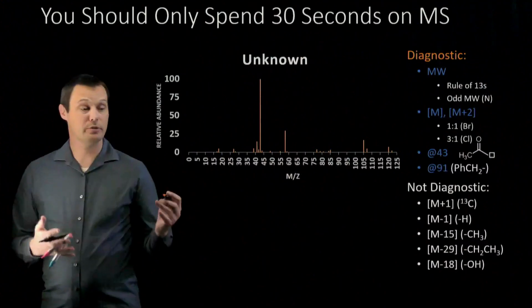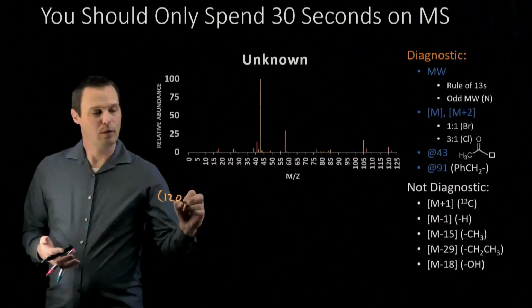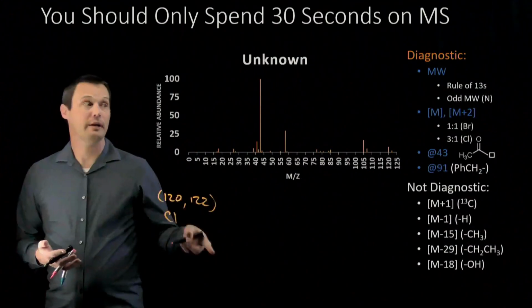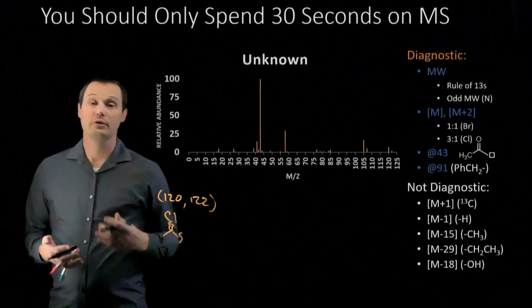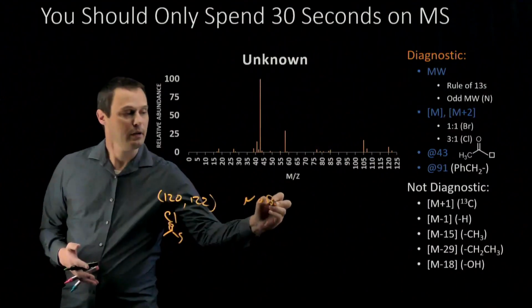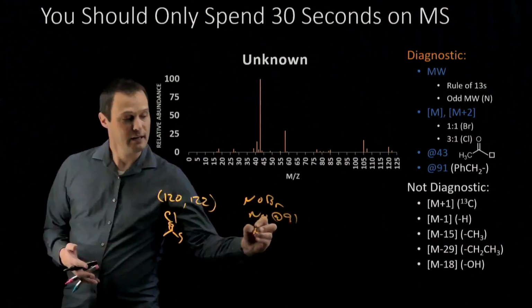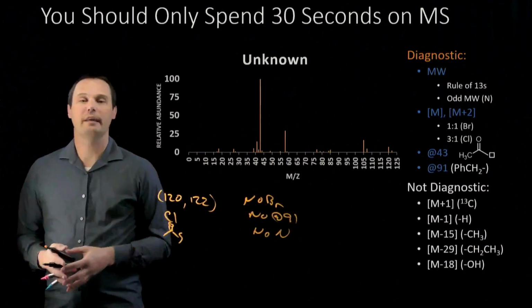As I look at this next unknown, I'm just going to jot down what I see. What I see is that the mass peak looks like it's at about 120 and 122. And the 3-to-1 ratio tells me there's going to be a chlorine in the molecule, and I see this very prominent 43 peak indicative of the methylcarbonyl. So I expect those substructures in my molecule. I don't see any evidence of a bromine. I don't see any evidence of a 91 tropylium ion, and I don't see any evidence of a nitrogen. So I would not expect those things in my molecule. Time to move on to the IR and the NMR.